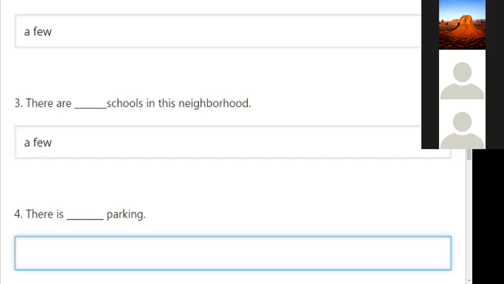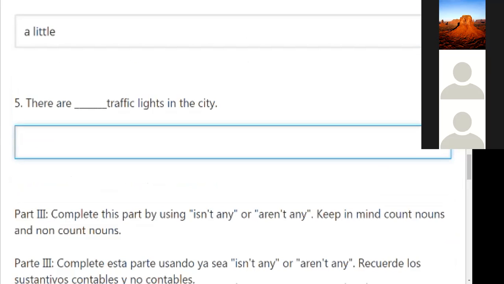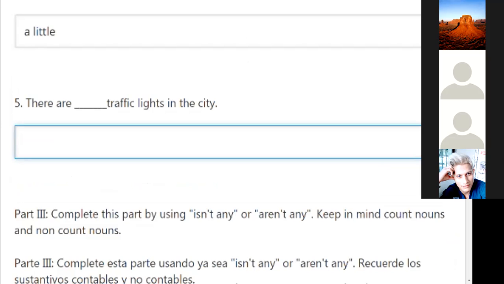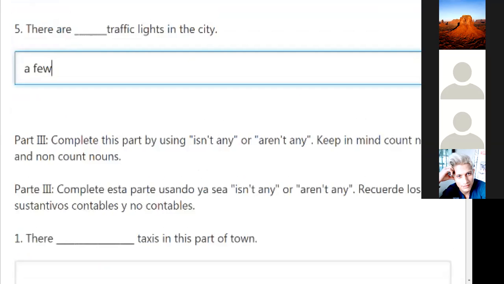Okay. Let's see. There is a few parking or a little parking? A little parking. There is a little parking. Okay, number five. Danny, wake up. Okay, there are a few traffic lights in the street. Very good.